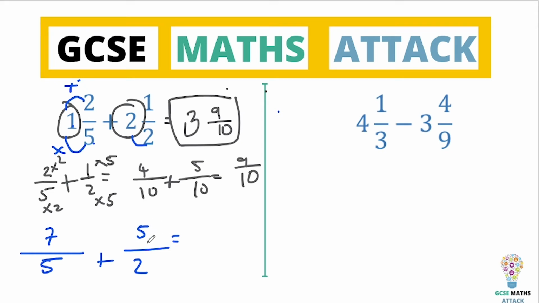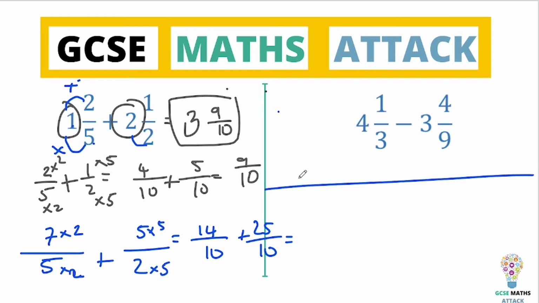And then what you can do from here, you can add them together. Oh, before you can even add them, you need to make sure the denominators are the same. So you're going to times this by 5, times this by 5, times this by 2, times this by 2, which gives me 14 out of 10 plus 25 over 10.